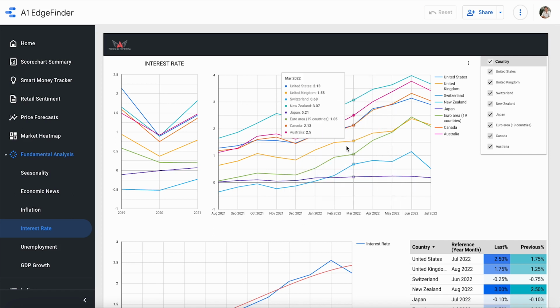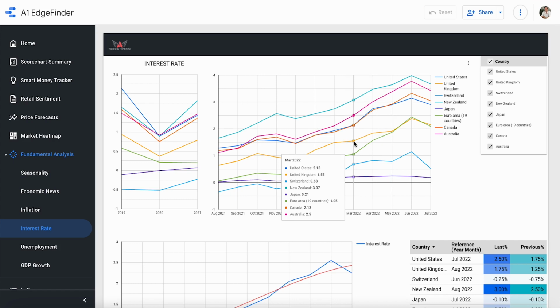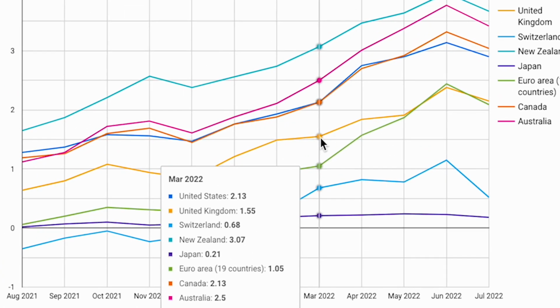Right? And what we're looking at here, let's say, for example, in March of 2022, what we're looking at right up top, United States, 2.13. What that means is that the United States interest rate for that month was 2.13%. Similar with United Kingdom, we can see right there, 1.55. That means 1.55%.